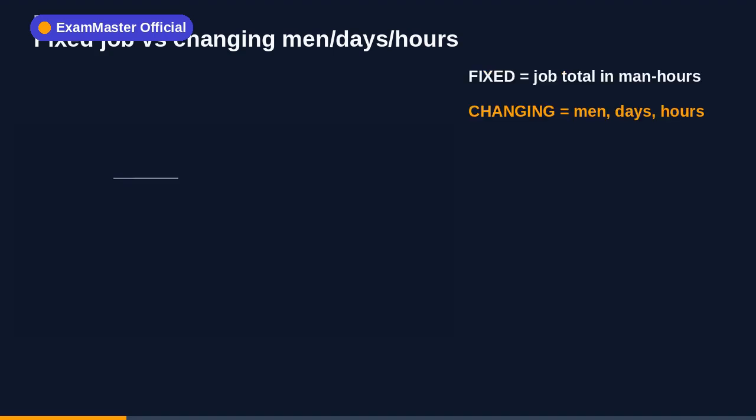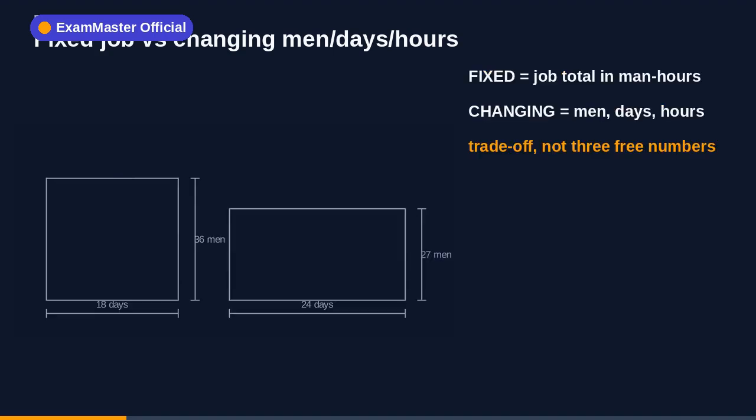Before calculating, separate what stays fixed from what changes. The job total is fixed in man-hours. Men, days, and hours can trade off against that total.